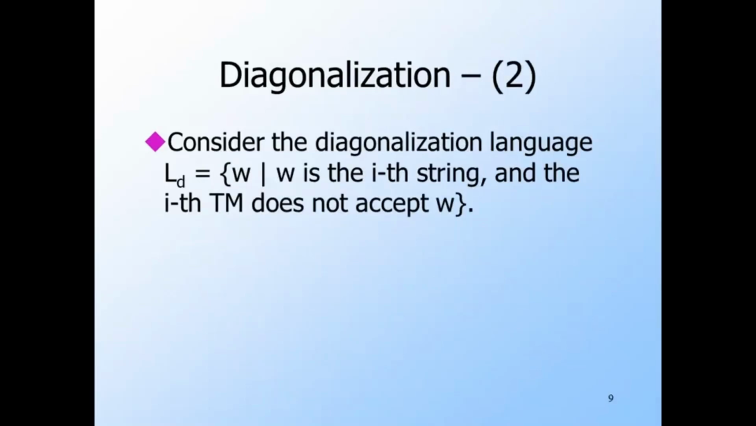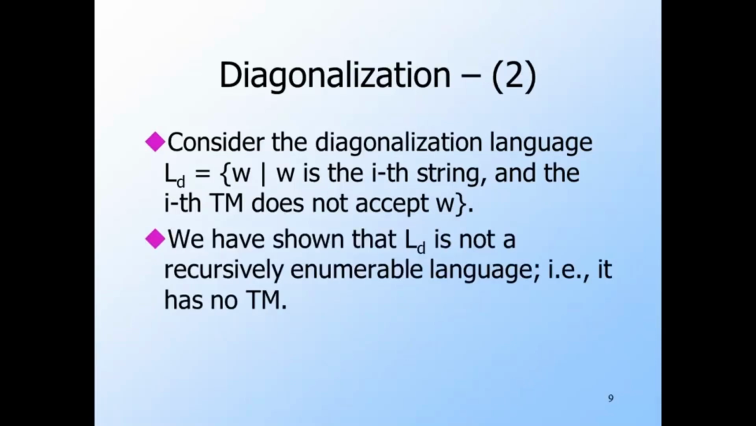Again, L sub D is the set of binary strings w, such that w is the ith string for some i, and the ith Turing machine does not accept w. We just argued that L sub D is not a recursively enumerable language. That is, it has no Turing machine. We earlier proved that since there are more languages than integers, and since there are no more Turing machines than integers, there were languages with no Turing machine. But now we're much better off. We have a particular language, L sub D, and a description for this language, such that L sub D is one of the languages without a Turing machine.